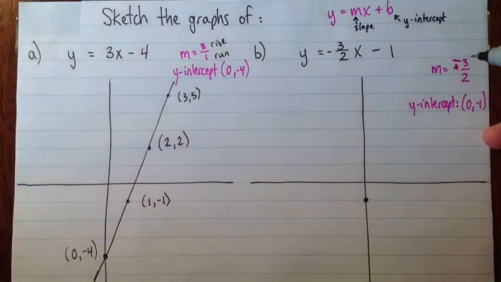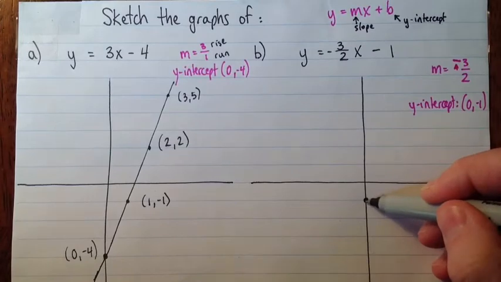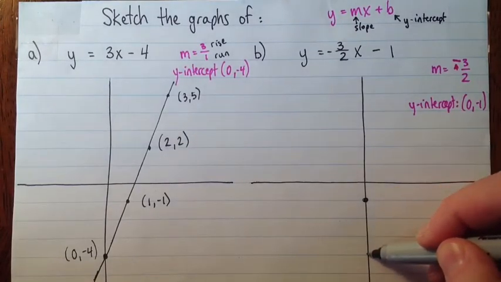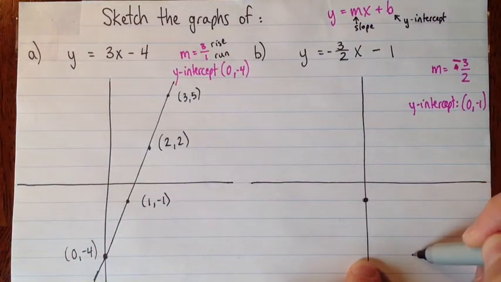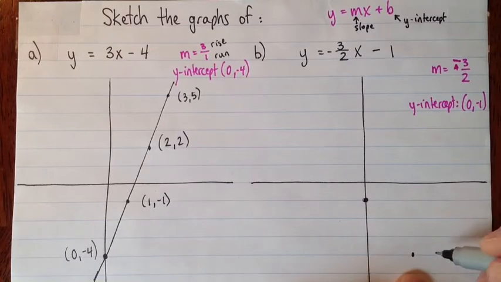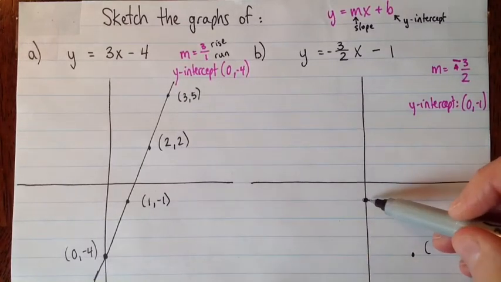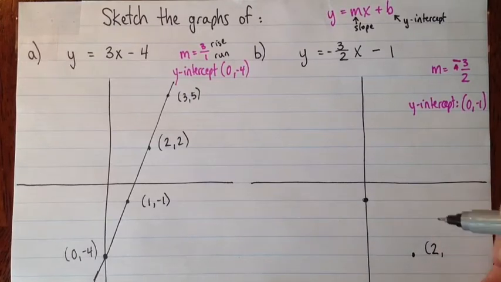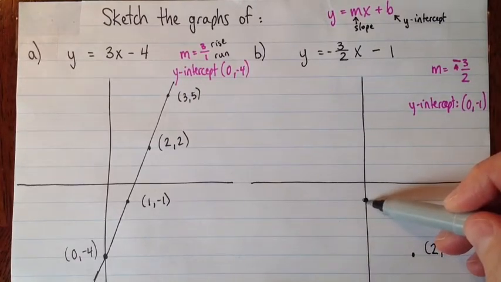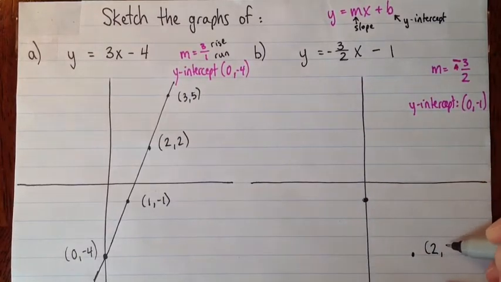So that means my rise is going to be negative 3. So that means I'm going to go down 3 from my y-intercept. 1, 2, 3. And then my run is positive 2. 1, 2. So the coordinates of that point will be, we went over 2 from 0, so it'll be 2. And then we were down 1 and we went down 3 more, so negative 4.